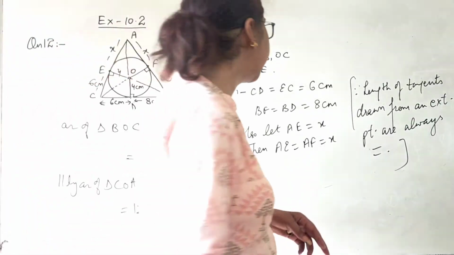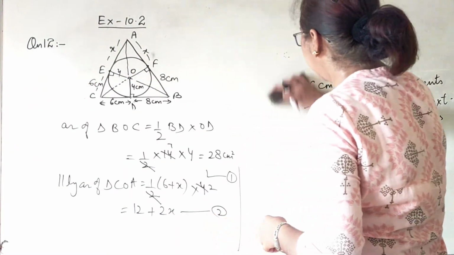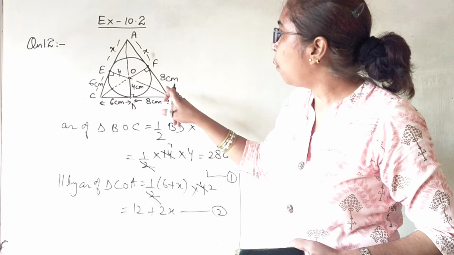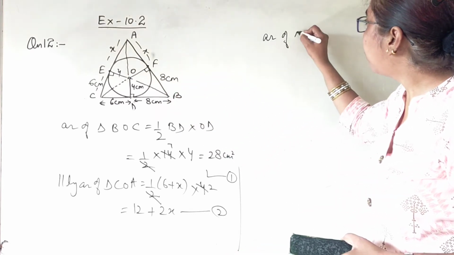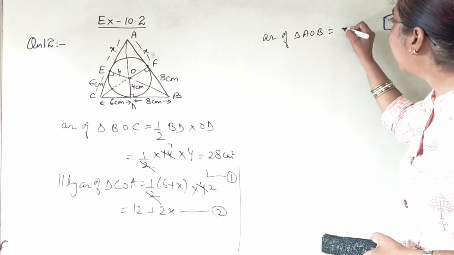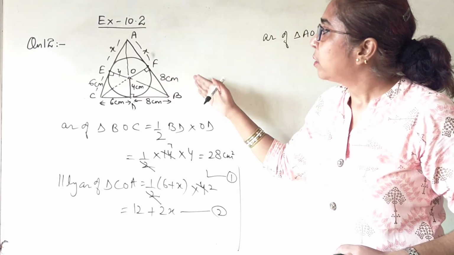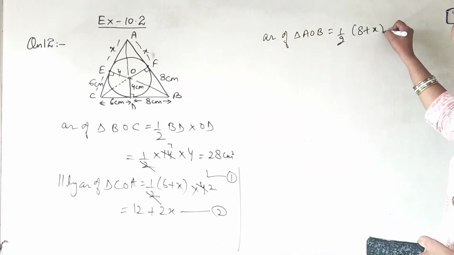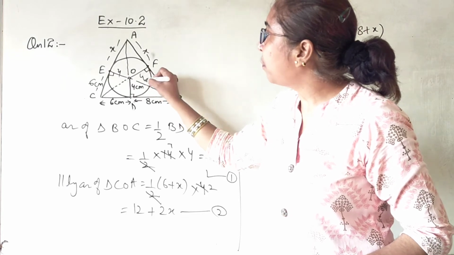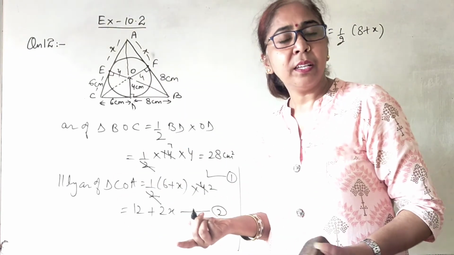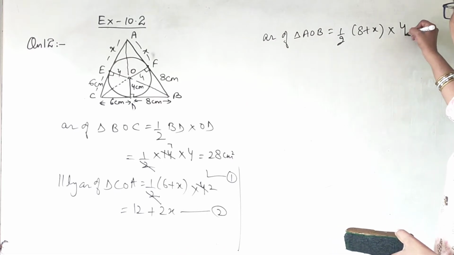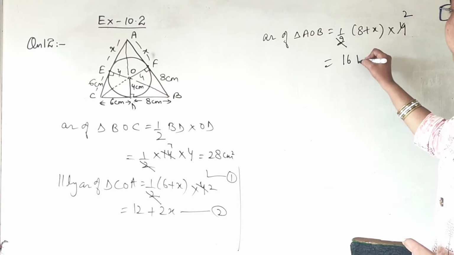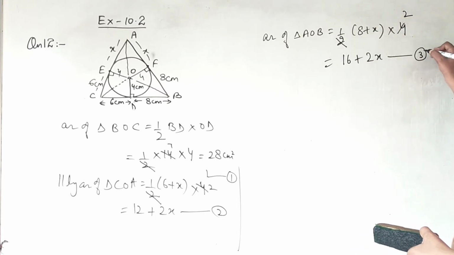In the same way, the third triangle is left. So we'll have to find out the area of the third triangle. Now the third triangle is AOB. So area of triangle AOB is half into the base. So base is AB and AB is 8 plus x, and altitude again is 4 because radii of the same circle are always equal. Cancel out, multiply inside the bracket, and you will get the third equation.